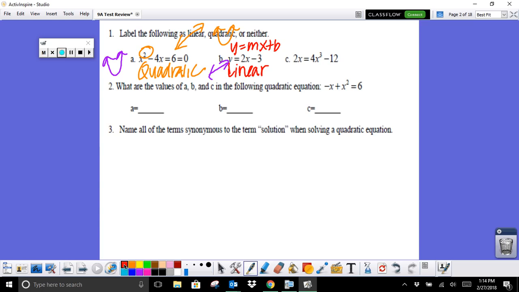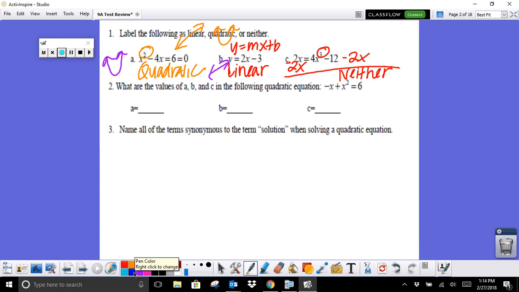Okay, C, we can't type this in the calculator yet because everything's not on the same side. If you want to subtract the 2x and move it over to the other side, you can type it in the calculator. But if you can just see that because this is cubed, that means it's not linear, it's not quadratic. We're just going to say that this is neither. But you can eventually type that in the calculator. You just can't yet because it's not equal to 0.